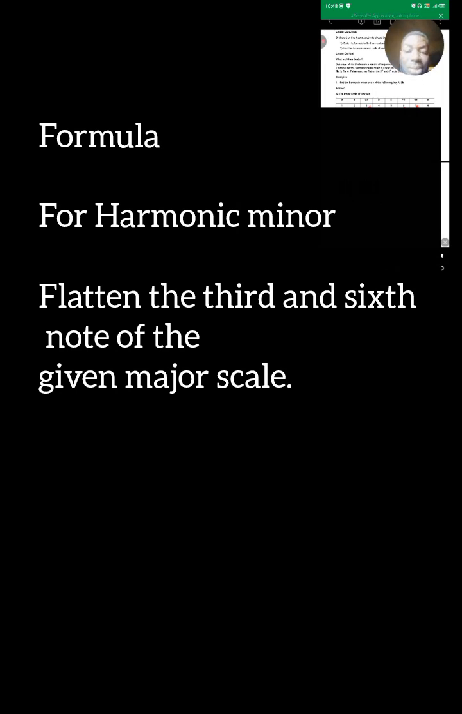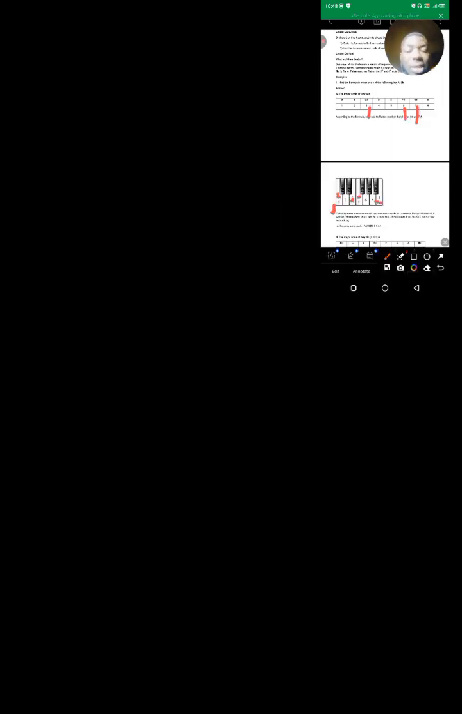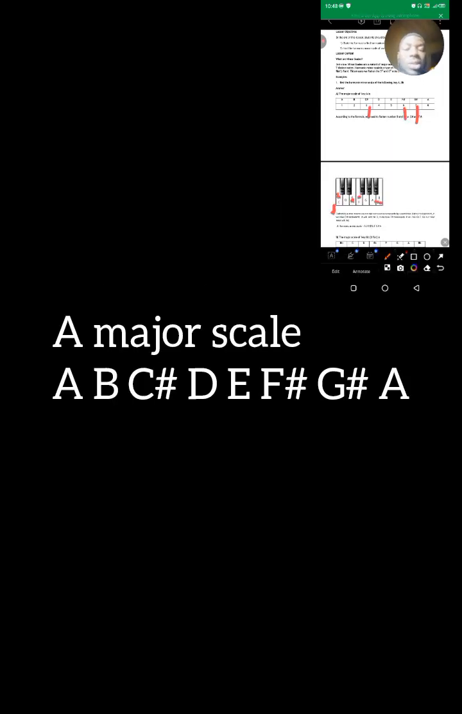Alright, so let's look at the example that we have here. This one says find the harmonic minor scale of the following: key A and key B flat. So let's look at A now. First things first is to find out the major scale. So A major scale is A, B, C sharp, D, E, F sharp, G sharp, and A.